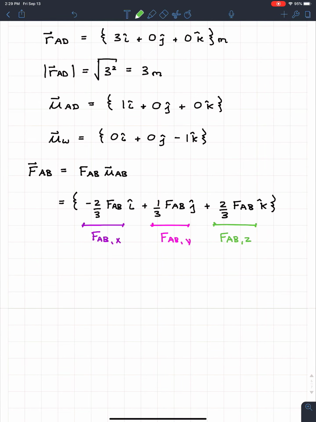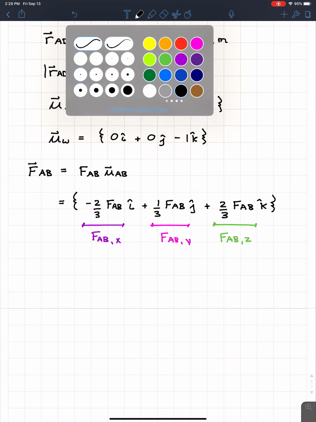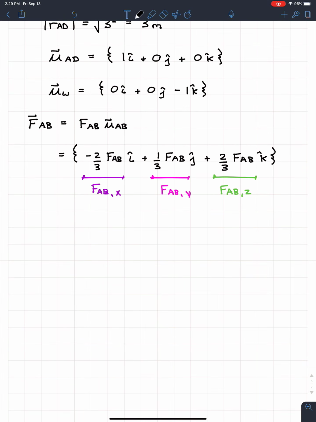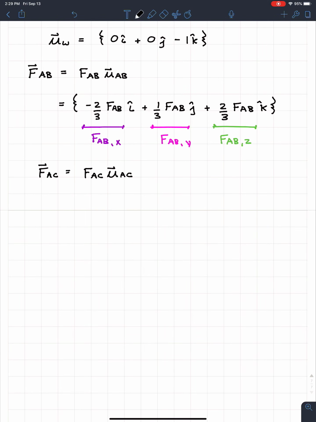It's really not too bad, but if you're forgetting about your position vectors, it may be a bit of a challenge. So we're going to move on to the next one real quick. We're going to go FAC. Well, we know that's going to be equal to the magnitude, but that's an unknown. It's FAC, and we're going to multiply by the unit vector AC. So what we're going to get in the end, I'm just going to skip up to the unit vectors real quick.